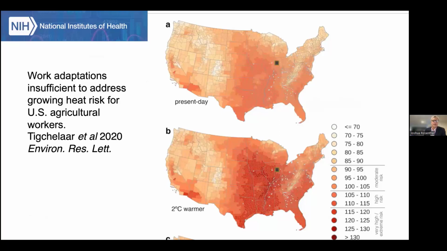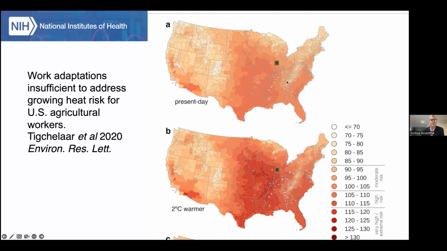What you're looking at here is a map I downloaded from a recent publication on work adaptations to address the heat risks for agricultural workers in the U.S. In the upper figure A, this is basically a heat map of the United States, with projections, measurements of heat indices and risk population, at a fairly fine scale. They have mapped those populations that are at various levels of risk.